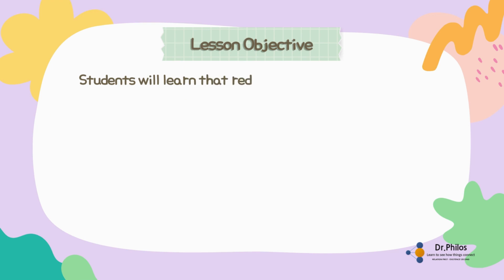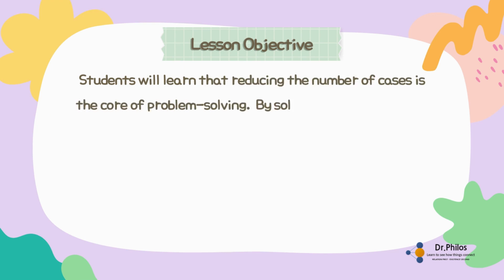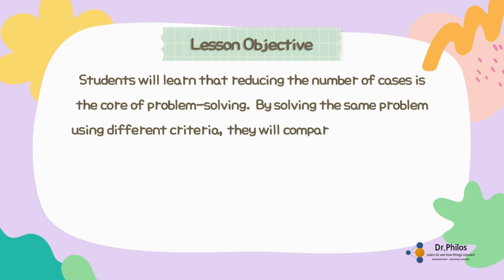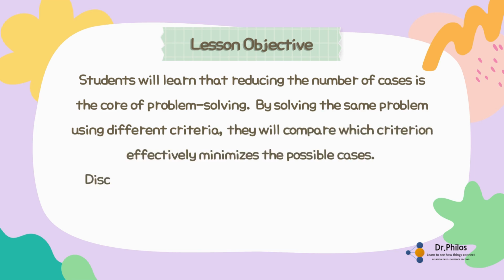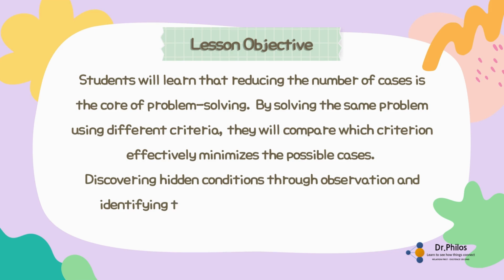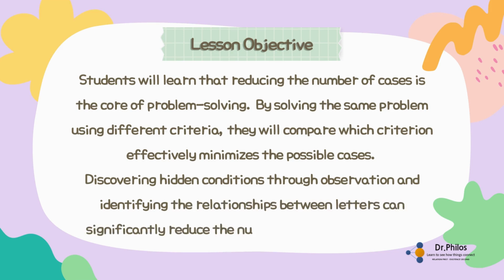Students will learn that reducing the number of cases is the core of problem solving. By solving the same problem using different criteria, they will compare which criterion effectively minimizes the possible cases. Discovering hidden conditions through observation and identifying the relationships between letters can significantly reduce the number of cases to consider.